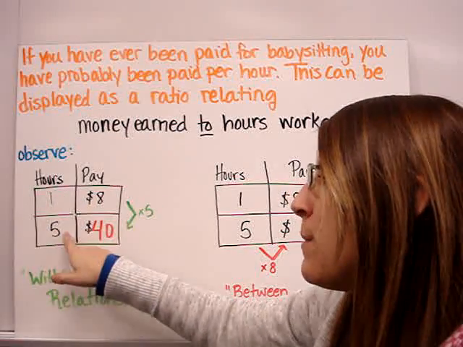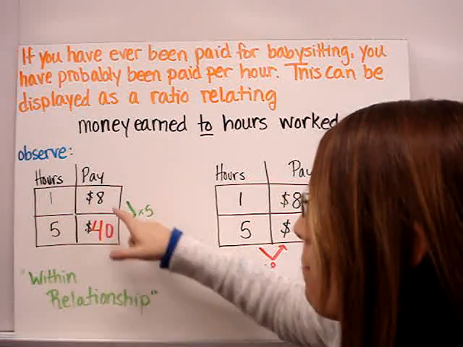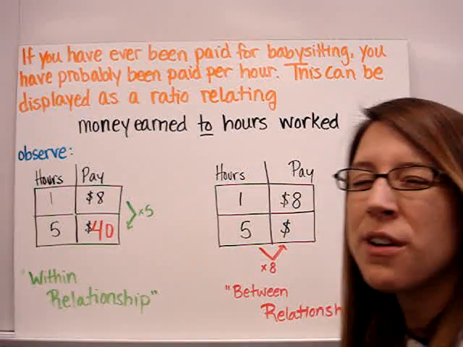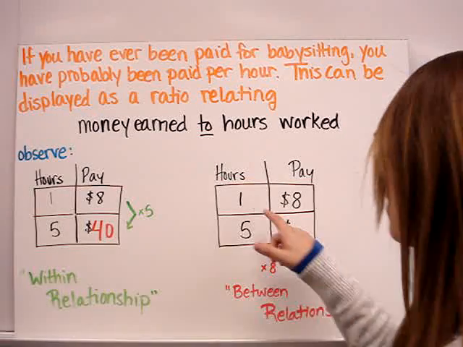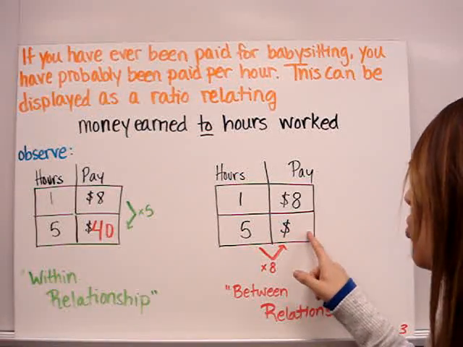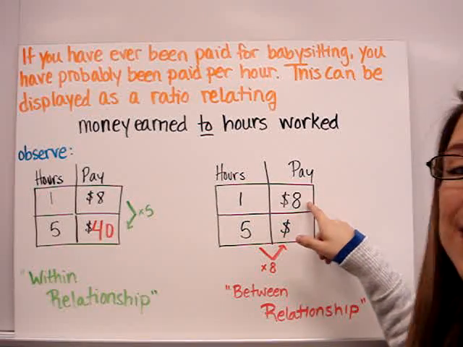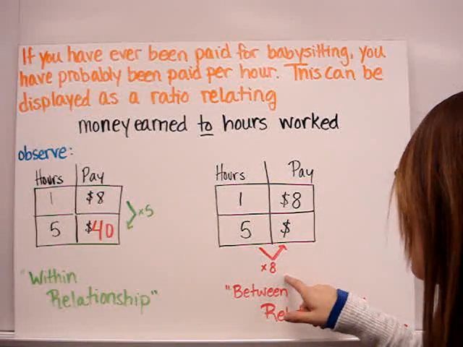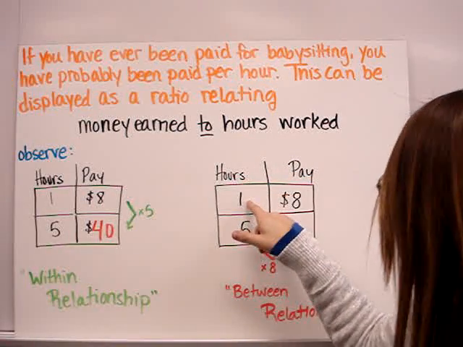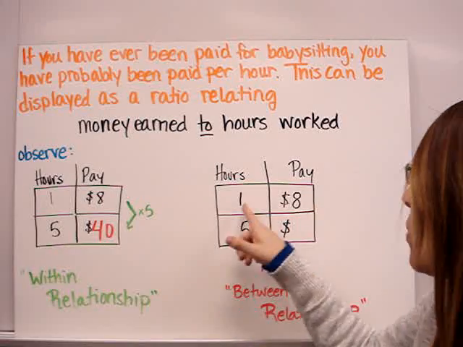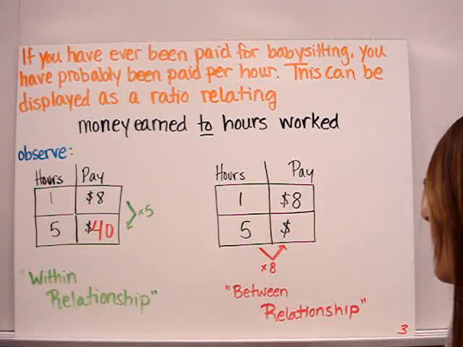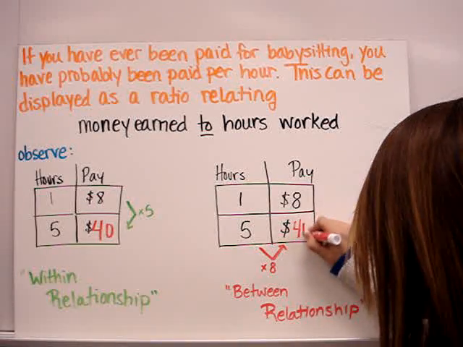Within hours, 1 times 5 is 5. Within the amount of pay, 8 times 5 is 40. But likewise, if we have the same scenario in this ratio box over here, 1 hour, $8, 5 hours, how much? Well, I know from 1 to 8 is times 8. And this time I'm not staying within my unit, I'm going between units. From 1 hour to $8, 1 times 8 is 8. Well, likewise, 5 times 8 is going to be 40.